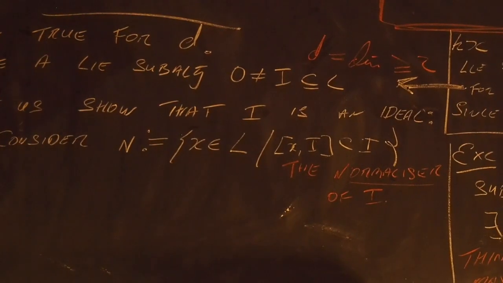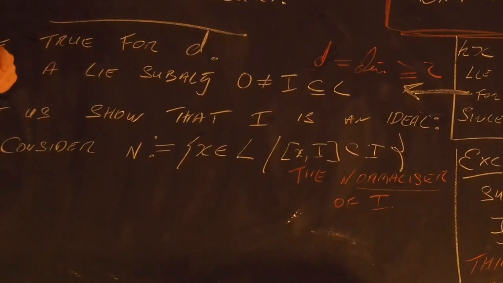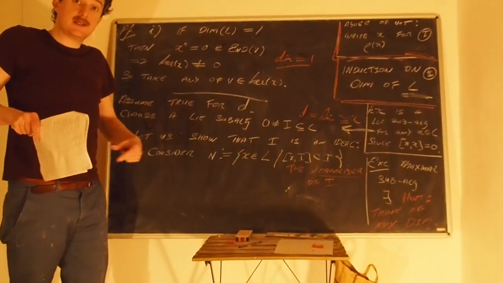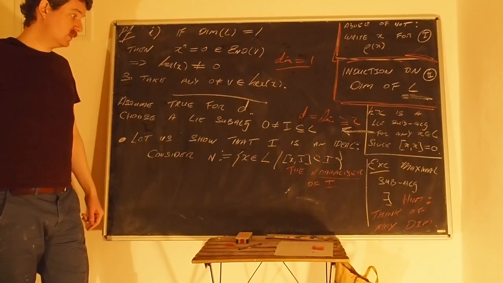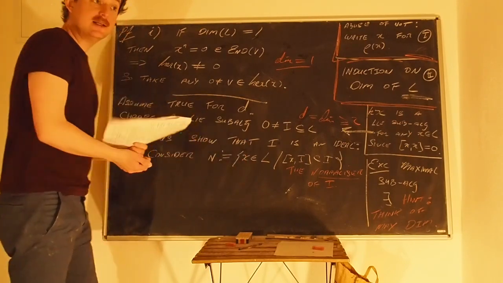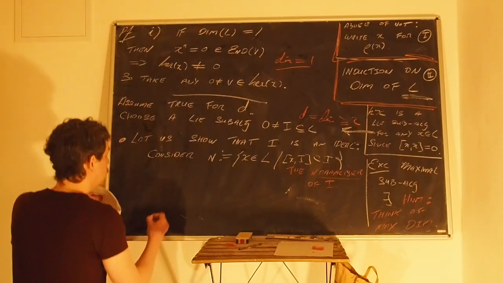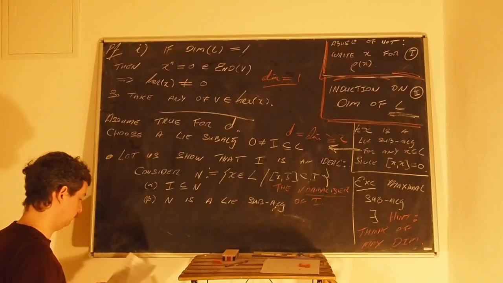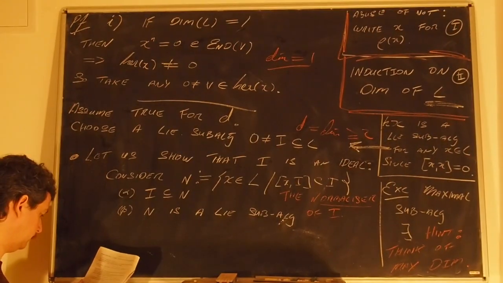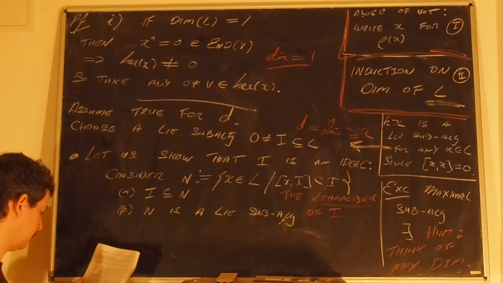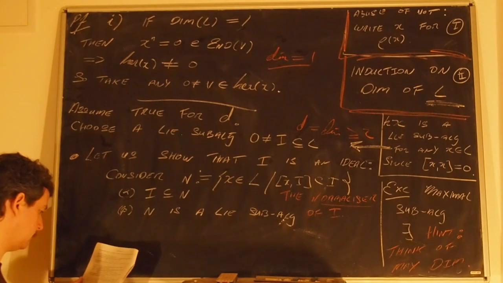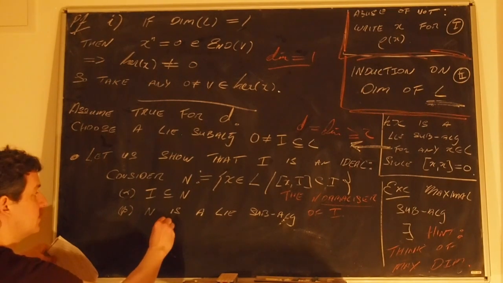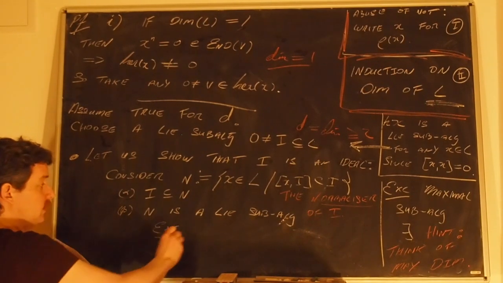So what do we look for? We look for the largest subspace containing it such that I is an ideal in there. So such a thing has to make sense if we know, well, let's look at some properties of this thing. And this will be left as an exercise again. This is the Jacobi identity.